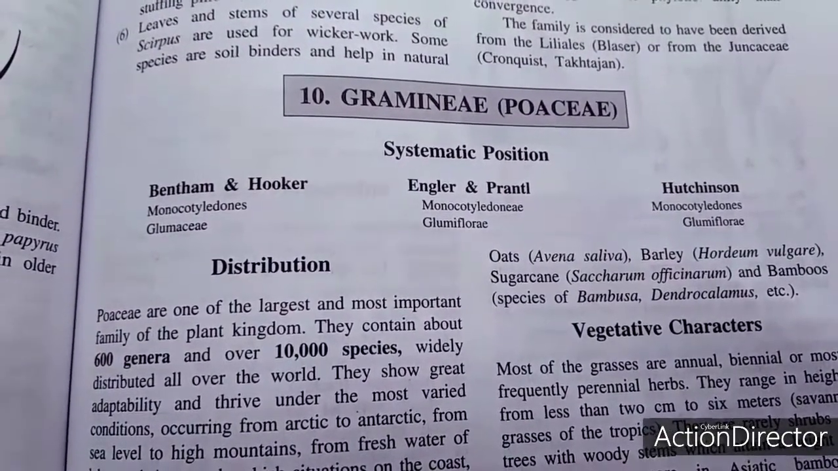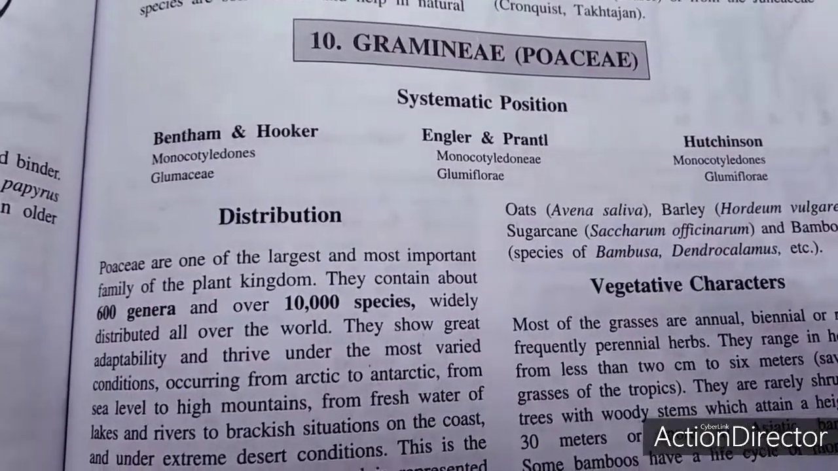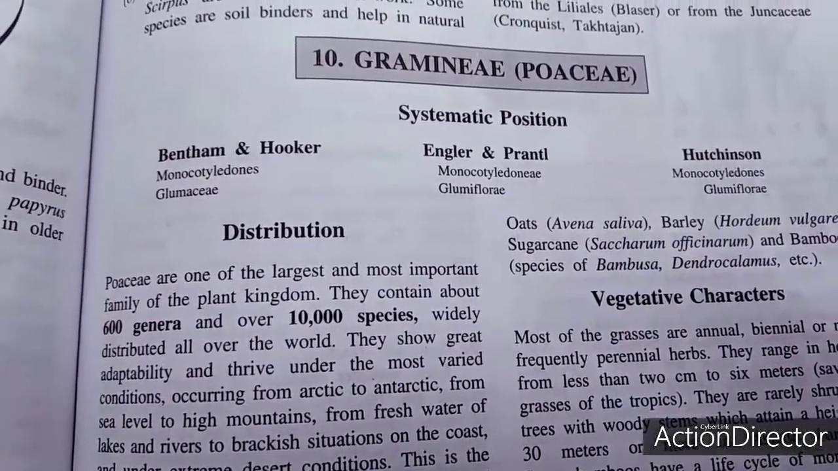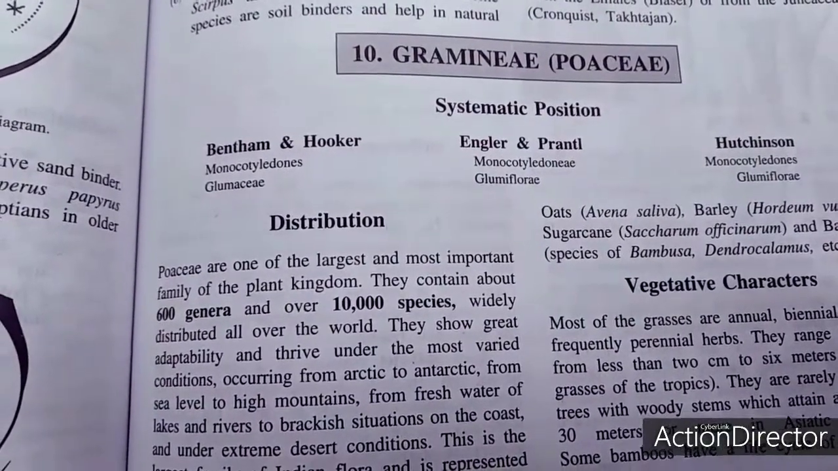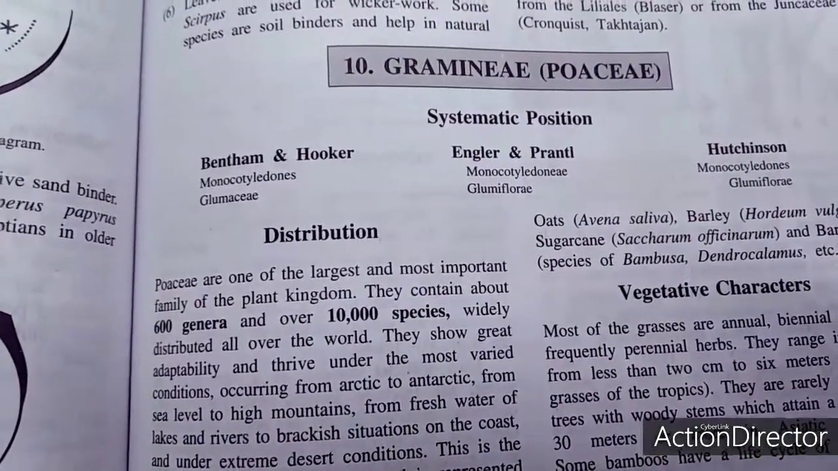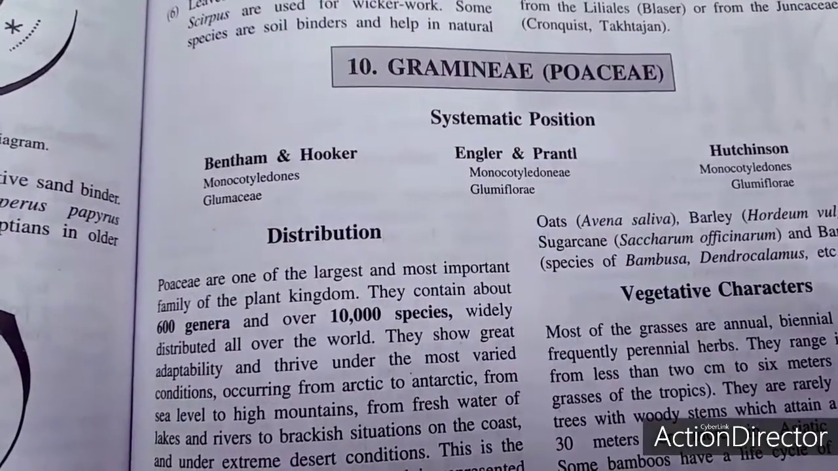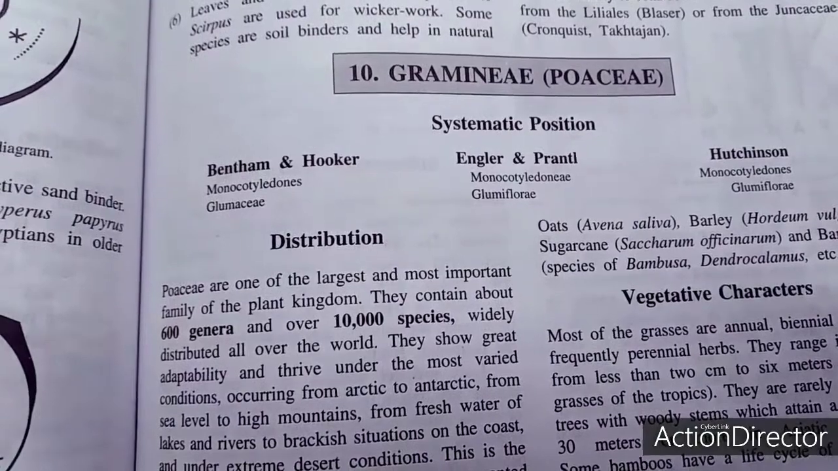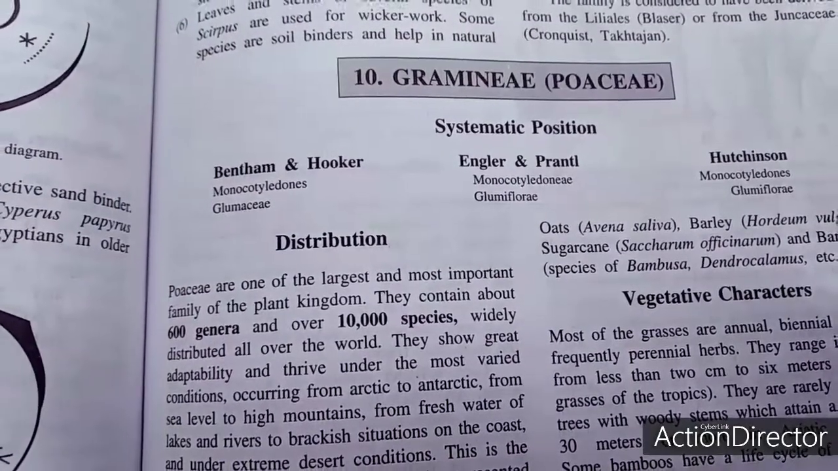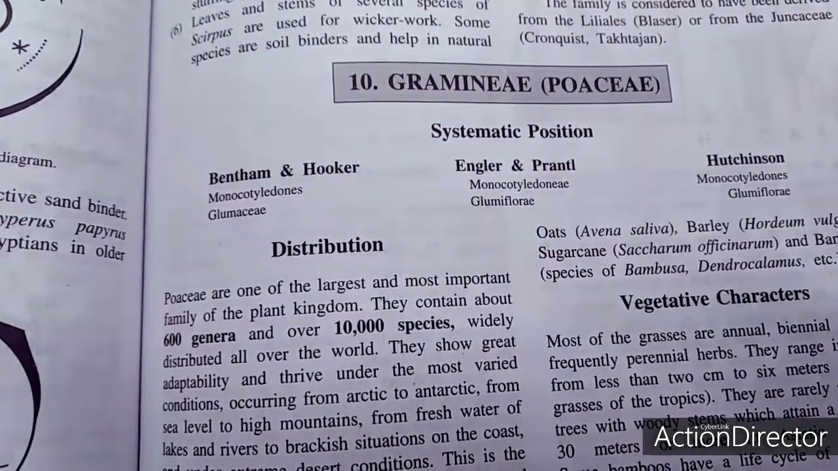This Poaceae family, which is commonly called the grass family, is one of the largest and most important families of the plant kingdom. It contains about 600 genera and 10,000 species. A very important point is that they are worldwide in distribution, and they vary.